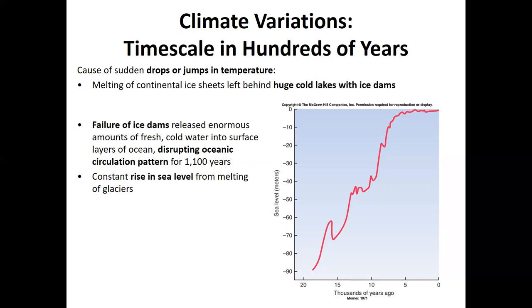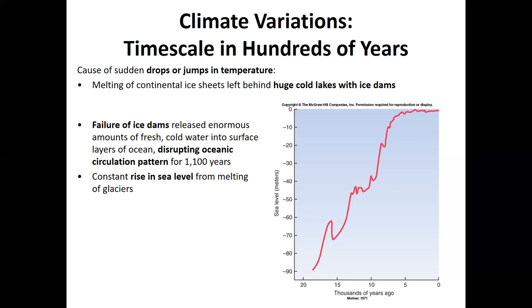And then whenever these ice dams failed, they released enormous amounts of fresh water. This cold fresh water flowed onto the surface and disrupted the layering of the ocean, disrupted the circulation in the ocean, which is a major way in which heat is distributed throughout the Earth. And that disruption of ocean circulation has a large impact on the climate. And then there's a constant rise in sea level due to the melting ice as well.